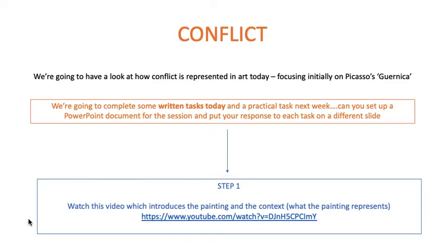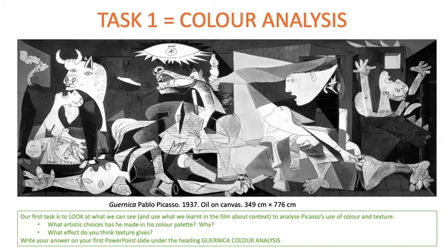So step one, there's a video that introduces the painting and the context, what the painting represents, what it's about, what was happening, so that you've got some background knowledge to try and understand the painting a bit better. So it's a super simple introduction to the painting. If you can click on that link and have a watch. Hopefully you'll understand what was going on, what the conflict is that Picasso was painting. Here's the painting as a large scale copy, and it's got the caption at the bottom there, so you've got all the details that you need.